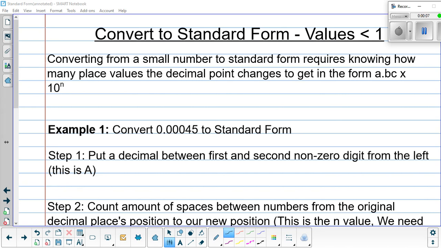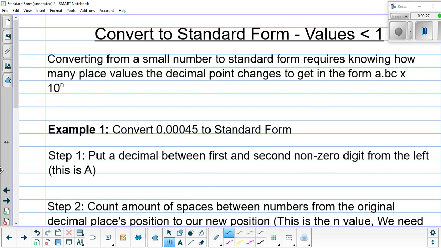This is where the values that we begin with are less than 1. So without even looking, just look down at this example 1, see how this value is less than 1. So that is the situation we're looking for. This will result in our n value being negative, okay? So we're still going to count, but it's just going to have to put a negative.